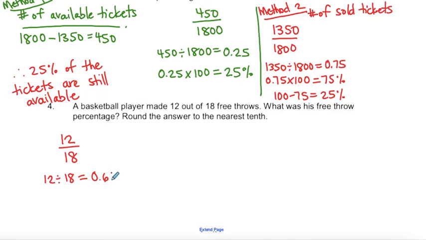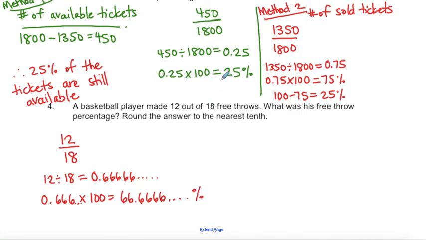0.6666666. So this goes on forever and ever. So again, an example of a repeating decimal. It goes on forever. I'm going to take my 0.666 and I'm going to multiply this by 100. And that gives me 66.66666 and so on.